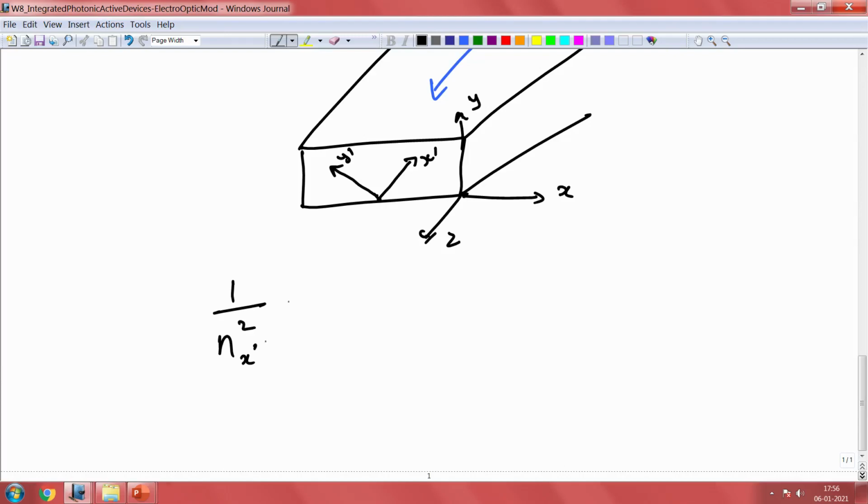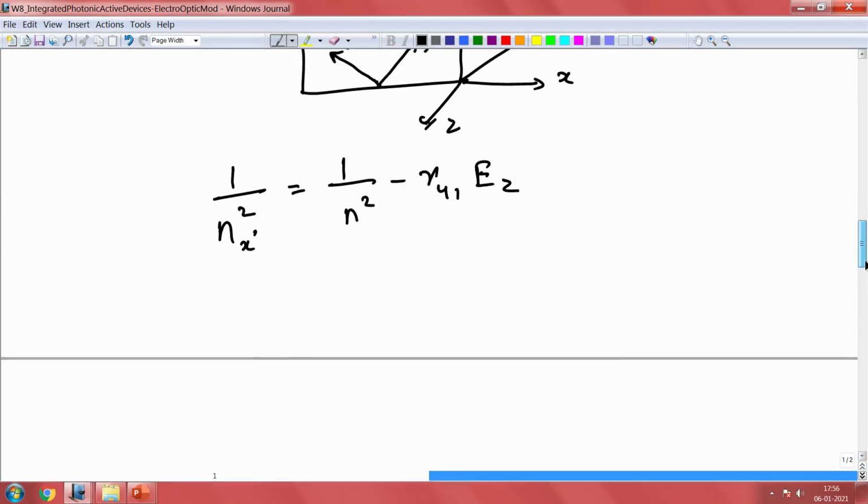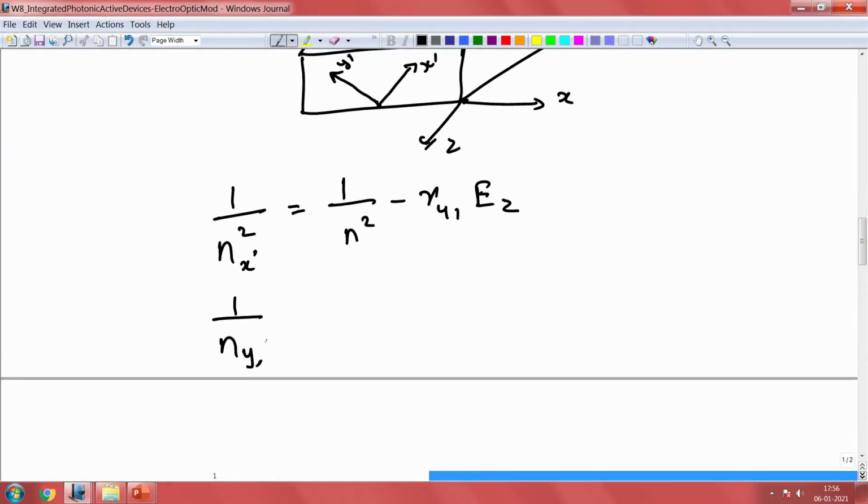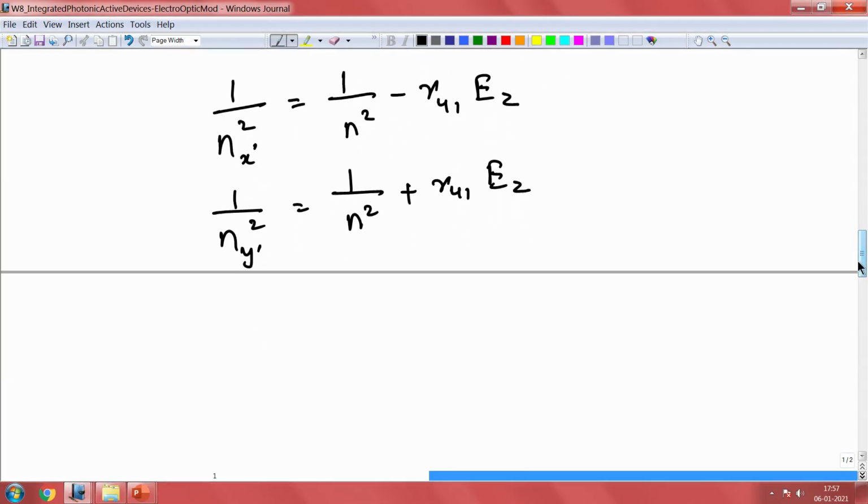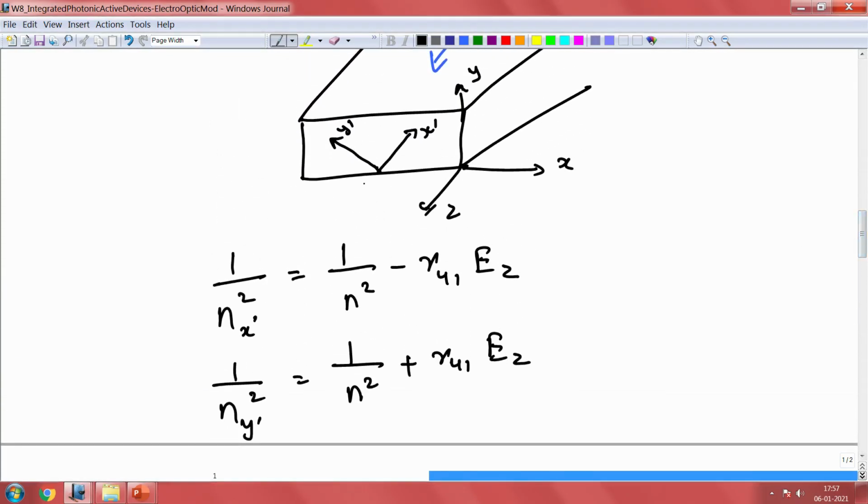So, n x dash x is equal to 1 by n squared minus r41 Ez. So, this is our refractive index or the effective index of refraction along the x axis, right, and then we can do the same for y dash as well. So, what is our index along the modified or transformed y is 1 by n squared plus r41 Ez. So, this is interesting. So, we have seen that the refractive index is now modified, right, based on the field that you apply.